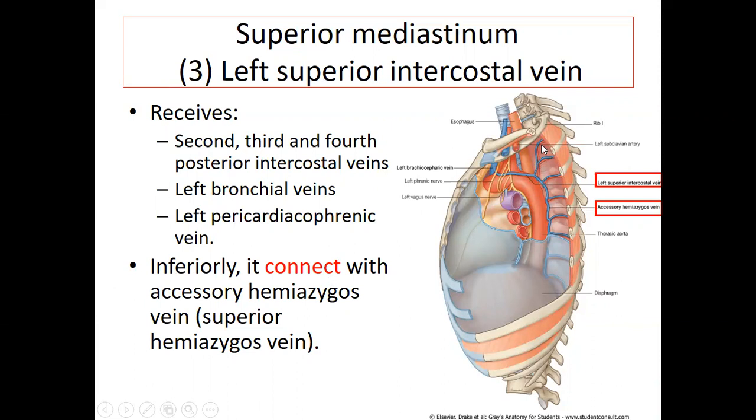You can see here, this is the posterior intercostal vein. It will drain into the left superior intercostal vein. Inferiorly, this vein is connected with the accessory hemiazygous vein, the superior hemiazygous vein. This is the posterior intercostal vein that drains into the left superior intercostal vein.